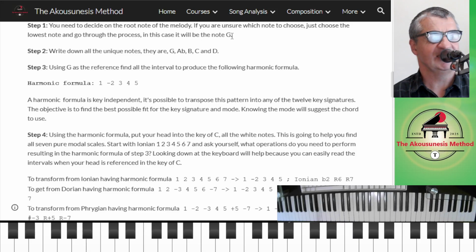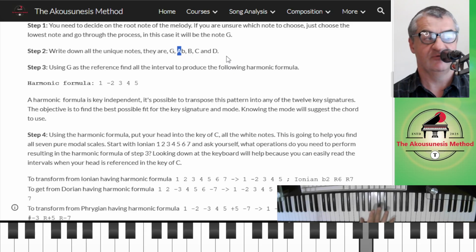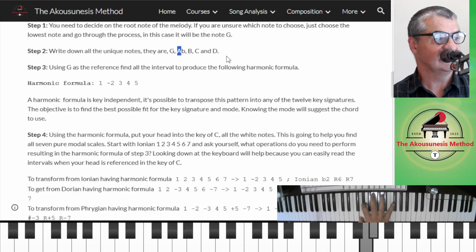Now we've chosen the bass note G. So now we need to represent each one of these notes. See how I've written them in order just going up: G's the lowest, A flat, then B, C, D, and that makes the process easier. So we have G as 1. All we've got to do is work out what A flat is in reference to 1. Well, you can see it's a minor second, so we just write minor 2.